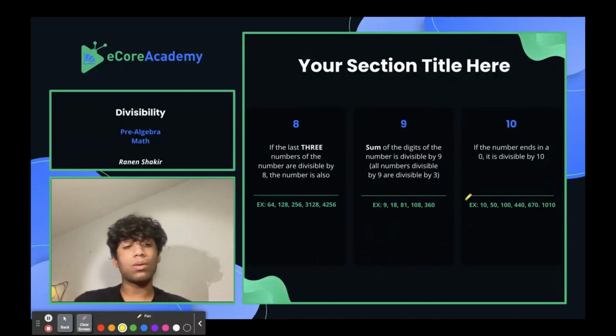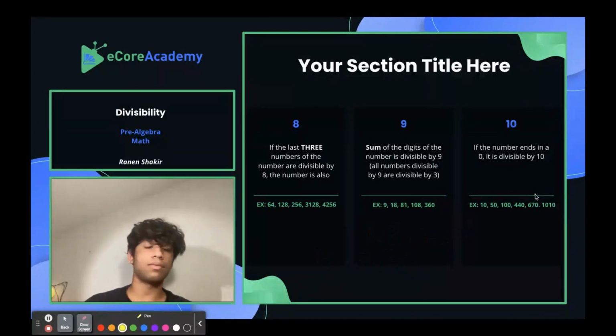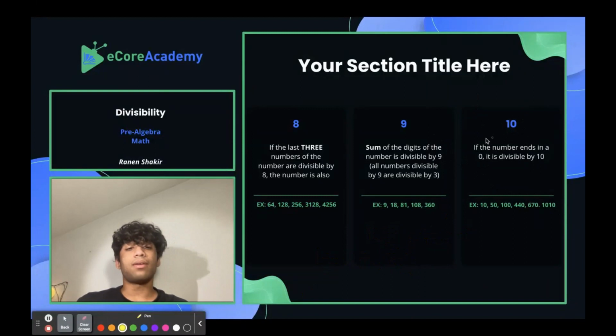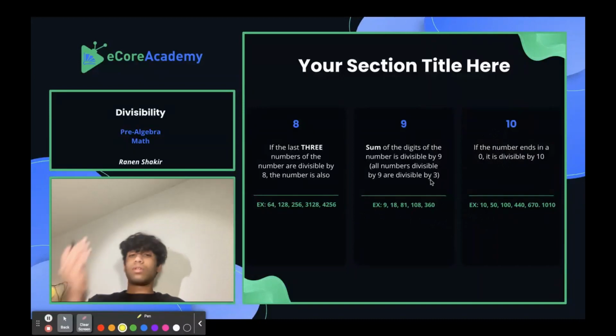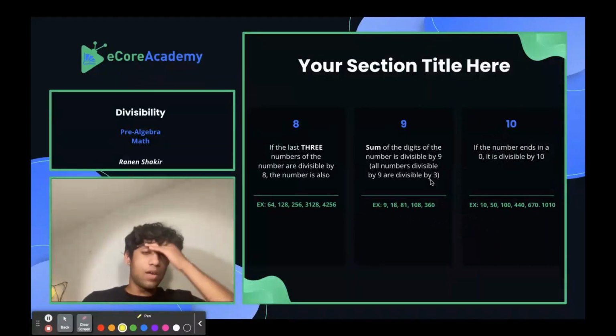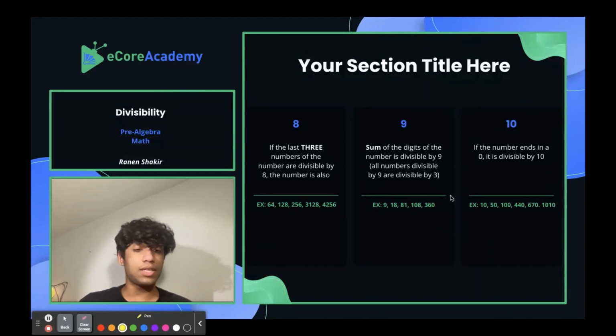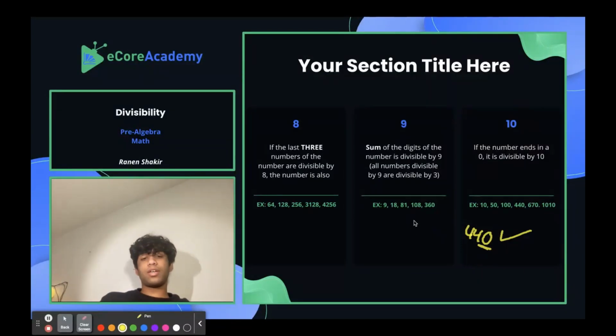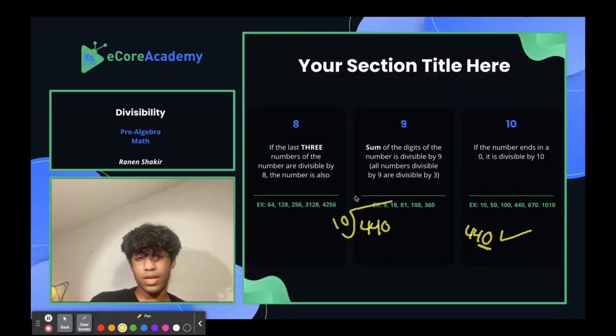And finally, probably one of the easiest ones is 10. If the number ends in a 0, the number is divisible by 10. Simple as that. So you have 10, 20, 30, 40, 50, 60, all the way to forever. Not much to show here, to be honest. Let's just take 440. We know this is divisible by 10, it ends in a 0. And if you really want to check it, again, if you don't trust me, we'd have 440 divided by 10.